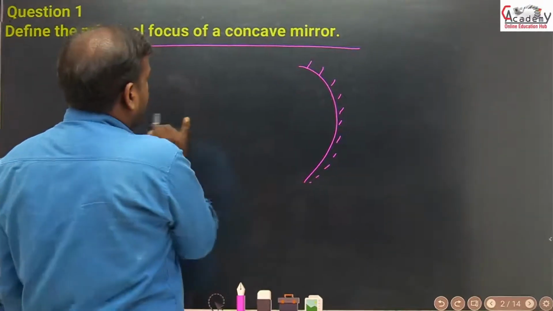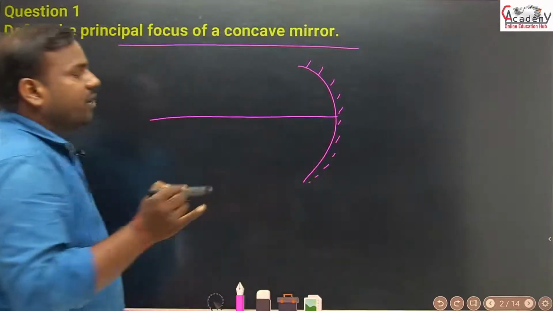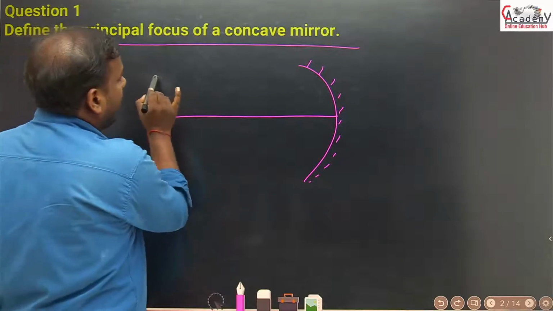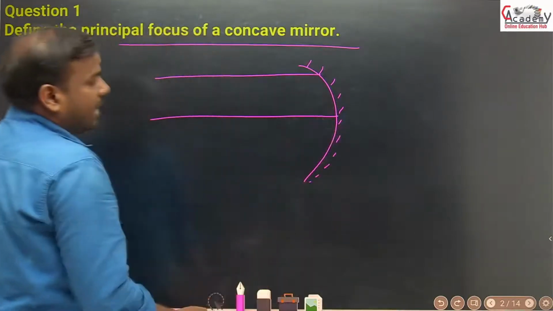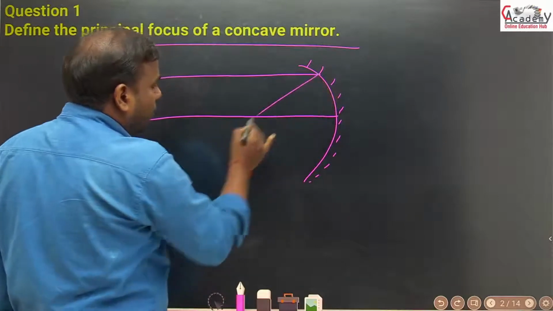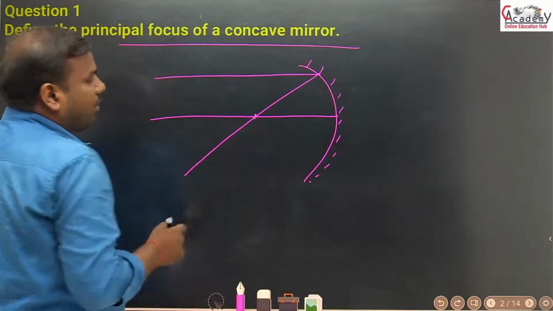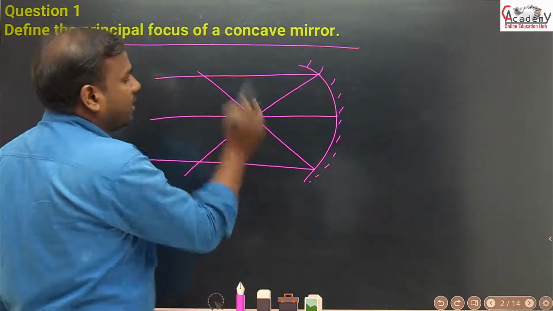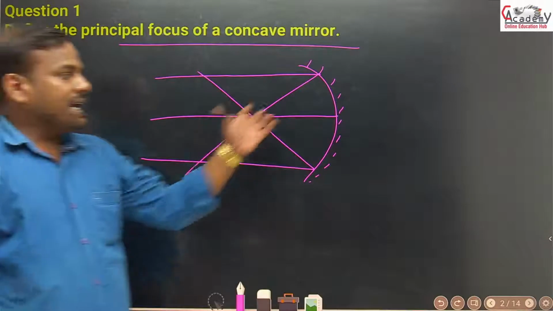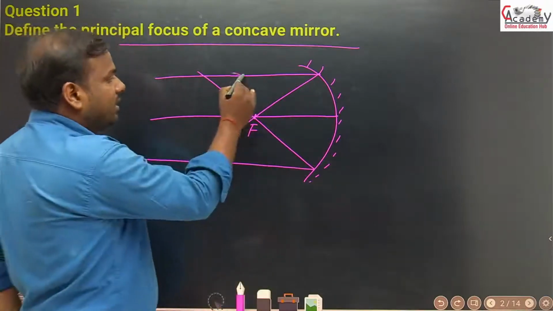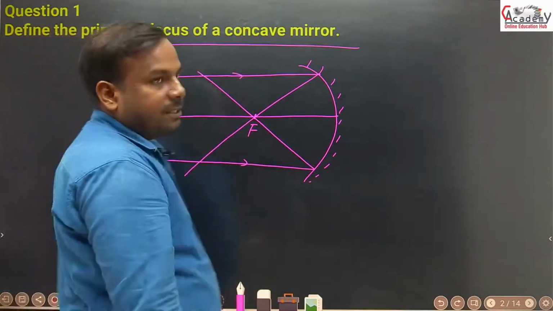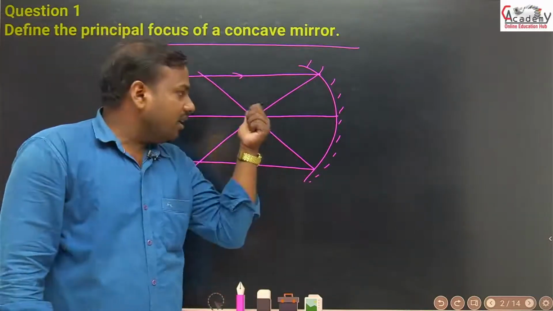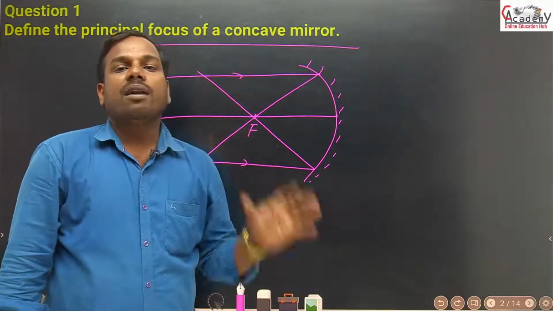And what is the focus? I already told you in the previous video what the focus is. When light is incident parallel to the principal axis, after reflection it goes through a point, and that point is known as the principal focus. In a concave mirror, when light is incident parallel to the principal axis, after reflection it goes through a certain point, and that certain point is known as the principal focus.